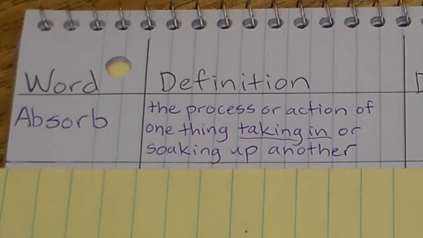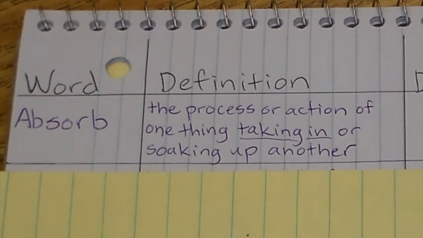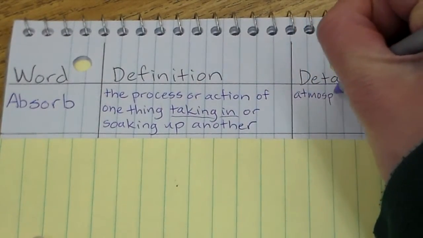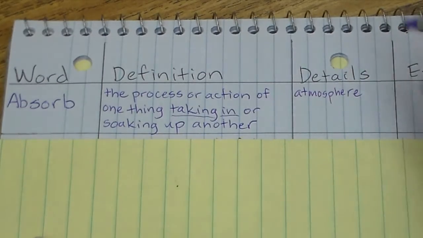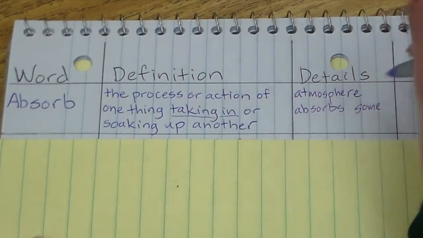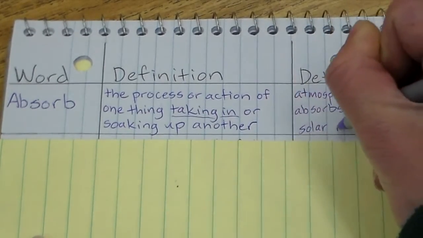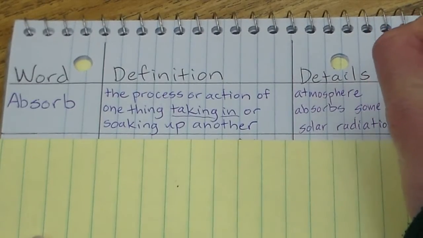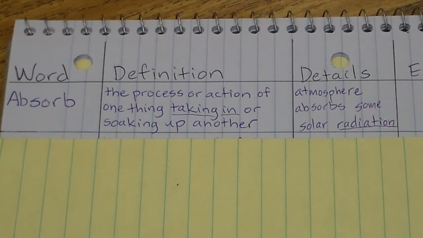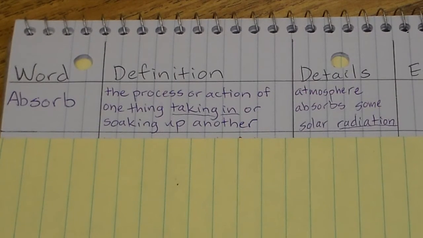So for my detail, we're going to be really focusing on the word absorb in the atmosphere. So it turns out our atmosphere absorbs some solar radiation. So some of that radiation from the sun is going to get absorbed by our atmosphere. Our atmosphere is going to be able to take in or soak up radiation.